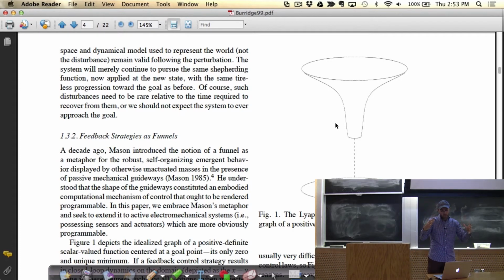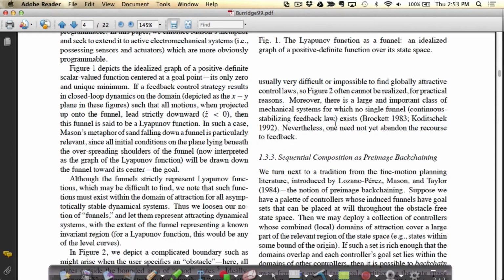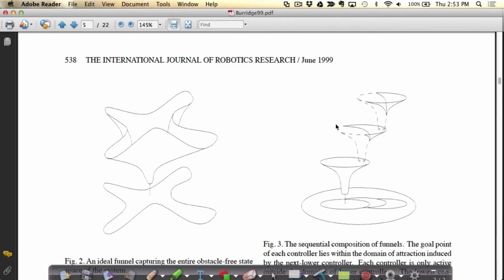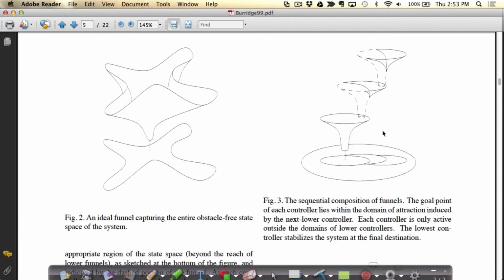But this beautiful picture is the feedback control as a funnel that takes things from a large state space to a smaller bit of state space. And the idea that's very powerful, I think, is that if you can take multiple feedback controllers and sequence them together in the right way, and have the output of one feedback controller feed into the input of another, then you can do more than you can with any one feedback controller by itself.